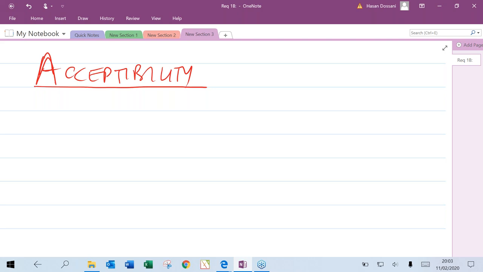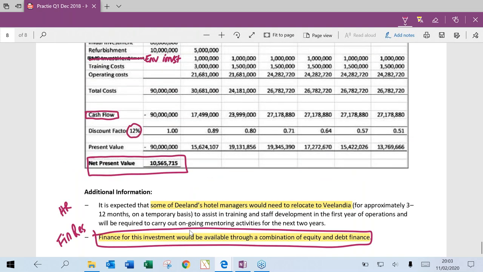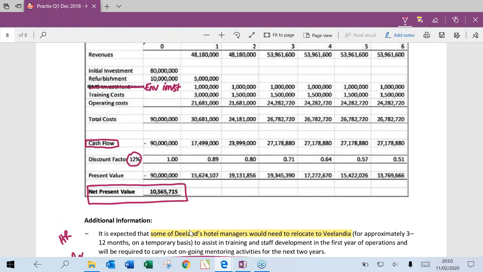So let's look at the fact sheet. How's the NPV looking? The NPV is $10.565 million. And what's the total initial investment? I think it's 90 million. And the NPV is 10.5 million. If I quickly divide this just to see the percentage return, 10.6 divided by 90, that's around 11.7% return. I divided net present value by the total cost.